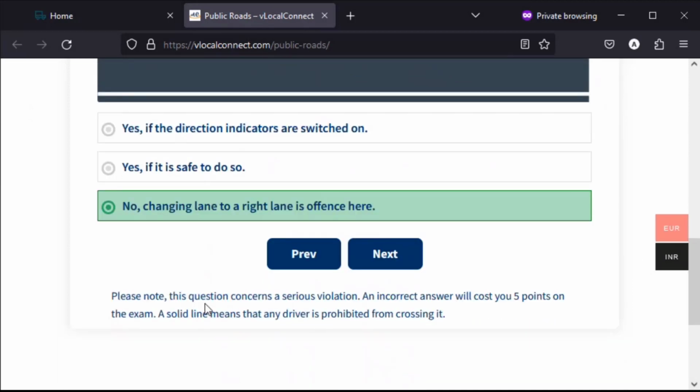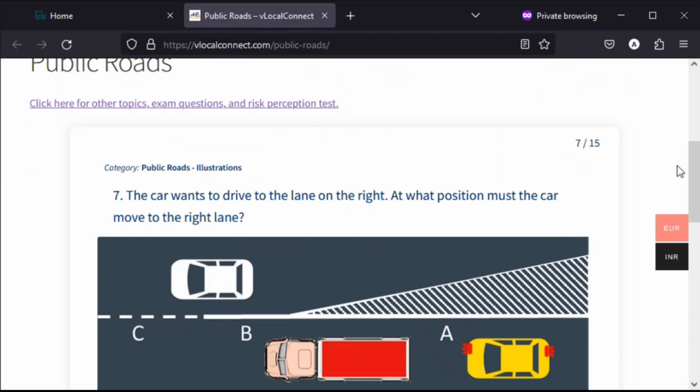This question is a serious violation, which means that an incorrect answer will cost you 5 marks. So be careful with questions like this. Next.